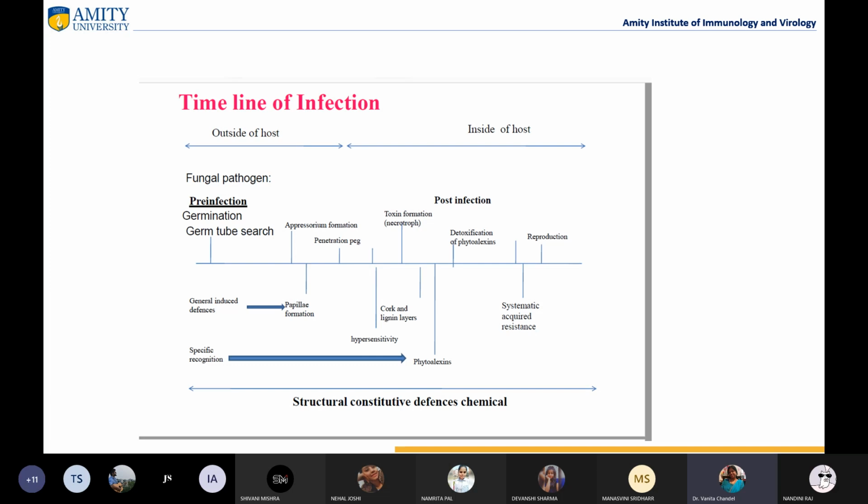When we study plant pathology, we refer to Agrios. G.N. Agrios has written a very good book, Plant Pathology, which includes everything about plant pathogens, everything from A to Z. So I'm following that book, and I'm trying to convert it into very easy, general terms so that you can understand.